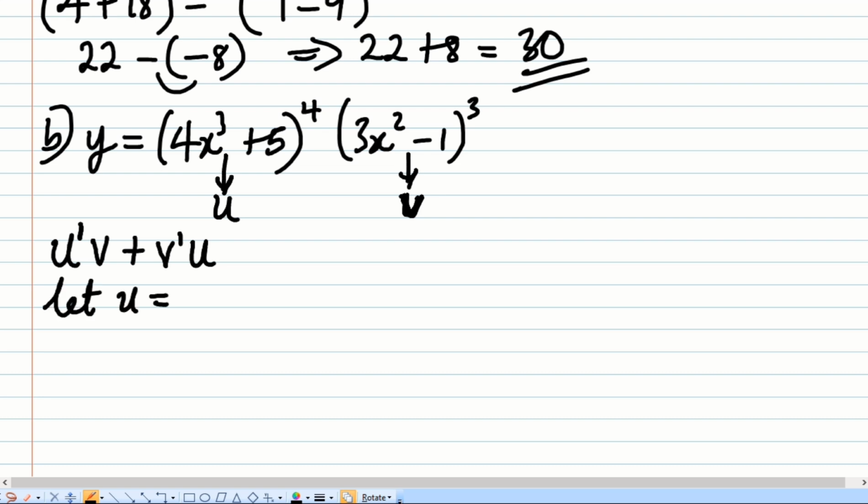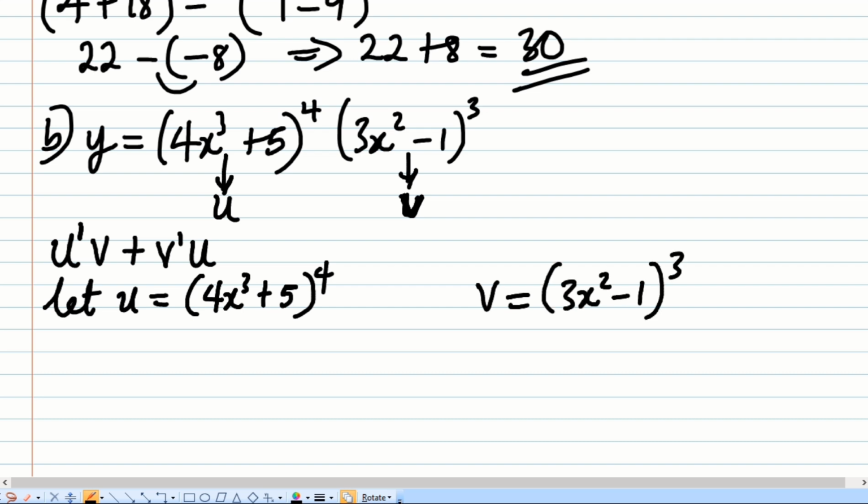Let u be equal to (4s cubed plus 5) raised to power 4, and then our v is going to be the other term there, which is (3s squared minus 1) raised to power 3. Our task is just to find the derivative of u with respect to x and the derivative of v with respect to x. To simplify this, we can't expand the bracket raised to power 4; it would be strenuous and I wouldn't advise it. So you can also use your chain rule here.